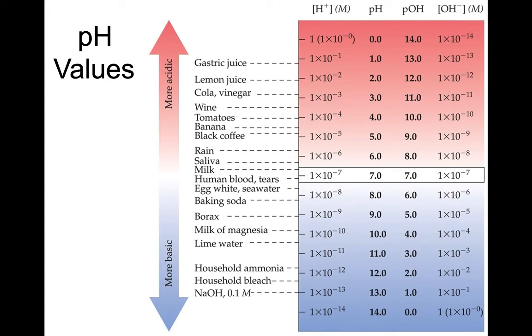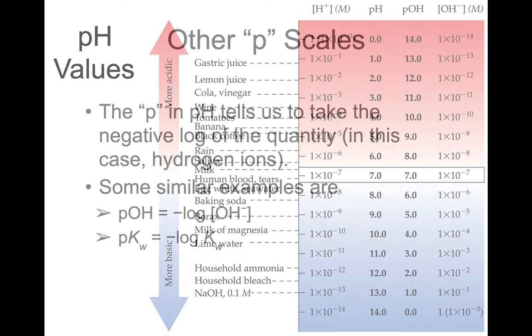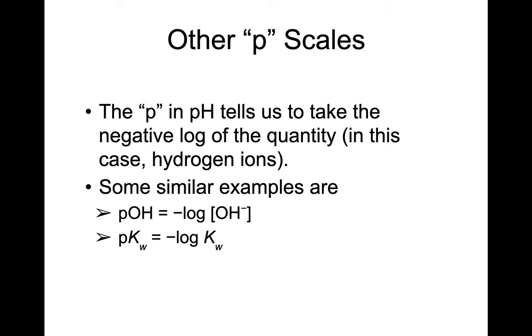Here is a table for your reference of the pH values of some common substances. You can use that later to come back to. Now, I briefly mentioned this in the lesson before. The P in front of all these scales is just indicating to us that we're taking the negative log of whatever quantity we're talking about. So the pOH scale is the negative log of the hydroxide ions. We could apply this P to the ion product constant of water and get the negative log of this Kw.